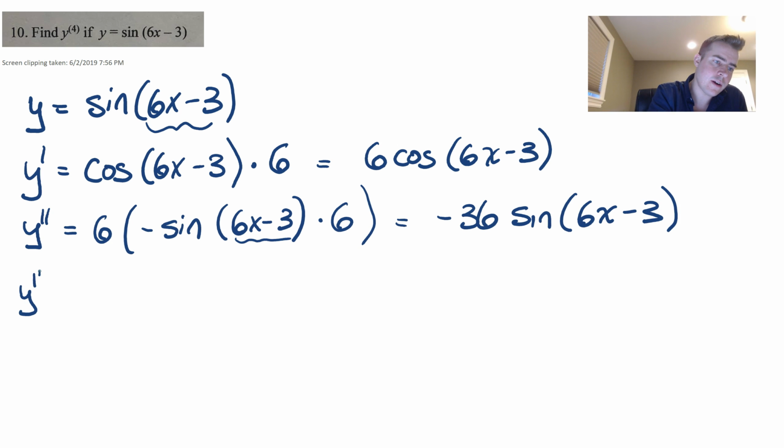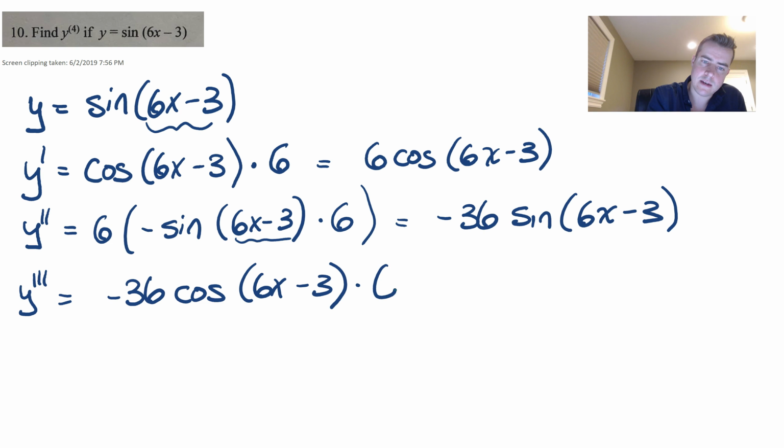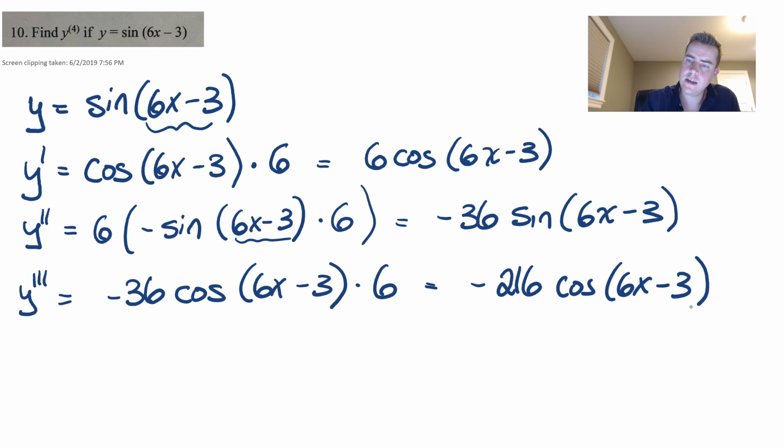And then the third derivative, we're just going to repeat this pattern here. So negative 36, derivative of sine is cosine 6x minus 3 times 6. And so we have to write this out. That's going to be negative 36 times 6, which is negative 216 cosine of 6x minus 3.